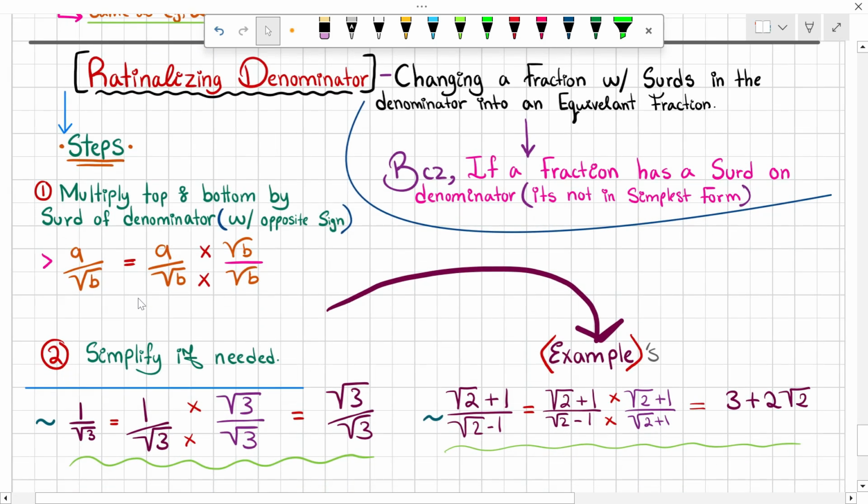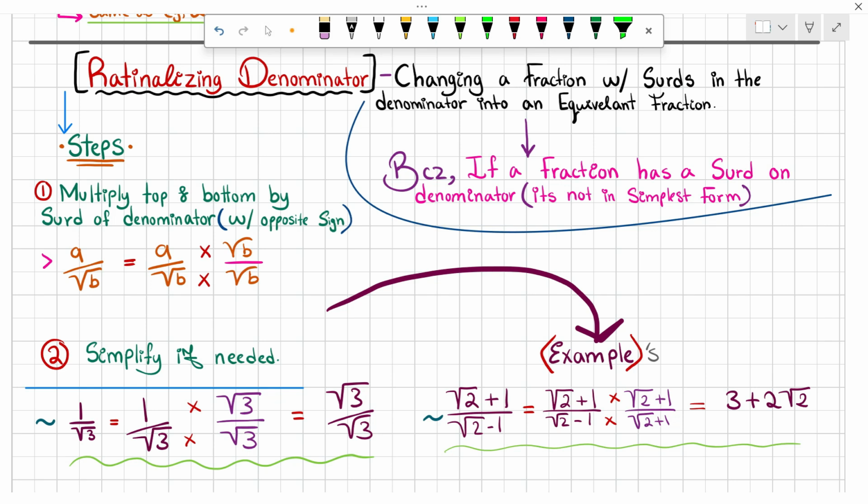Rationalizing the denominator. This is commonly used when we have surds in our denominator because you cannot have a surd in the denominator. You must get rid of it at all costs, and you cannot perform a calculation either on a calculator or theoretically or on paper while having a surd in the denominator. So the first thing to do whenever you have a surd in the denominator is to rationalize this denominator. What do we mean by rationalization?